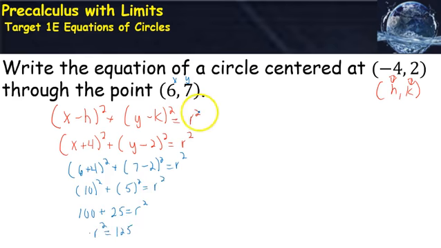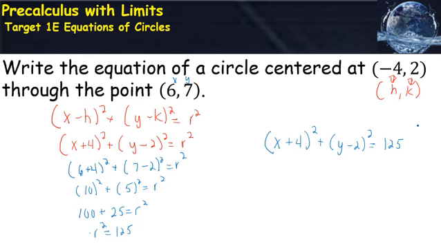Now I'm looking at the formula. I want r squared, not r, so I don't need to take the square root. Now a lot of people leave this as their answer. That's not the answer. The actual question is the equation. So I need to replace the r squared with what r squared is. So my answer is (x + 4)² + (y - 2)² = 125, where the radius squared is 125.